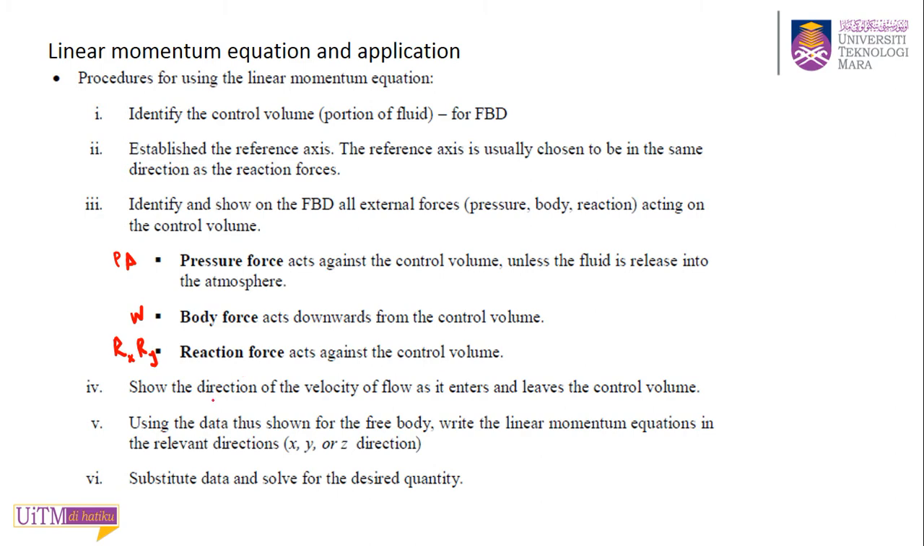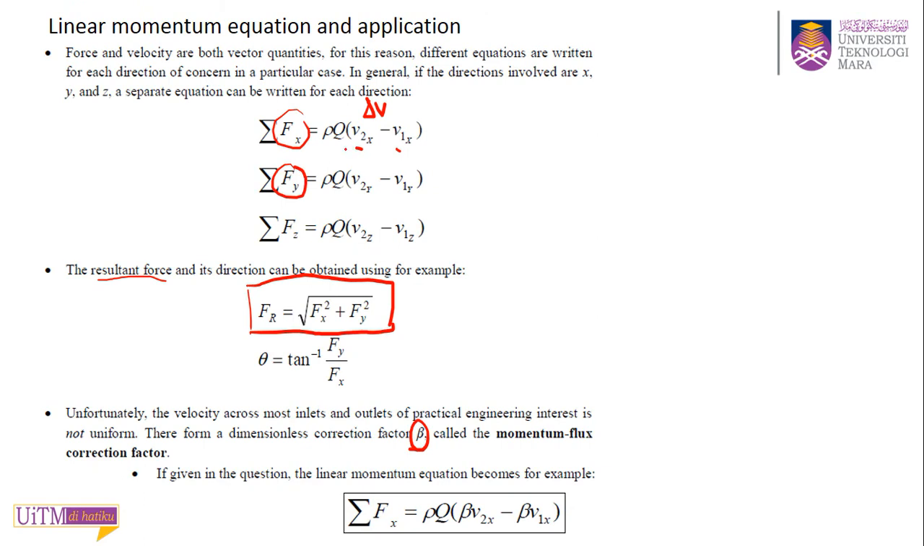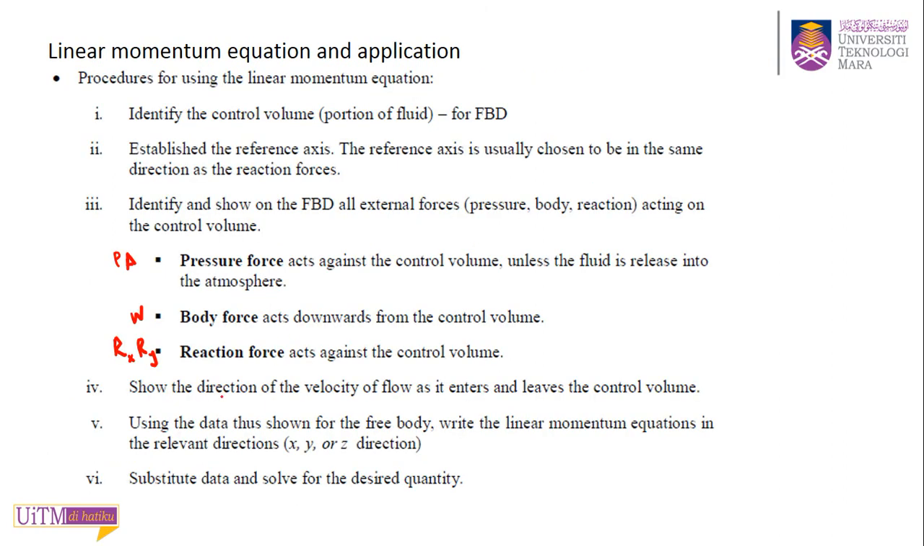Why do we need to label this? Because we know from our equation that you have the delta V, the change in velocity. So you need to know the V2 and your V1. That's why you need to label your V2 and V1. Where it enters, that's V1, and where it leaves, that's V2. So that's why they ask you to show the direction of the velocity of flow.